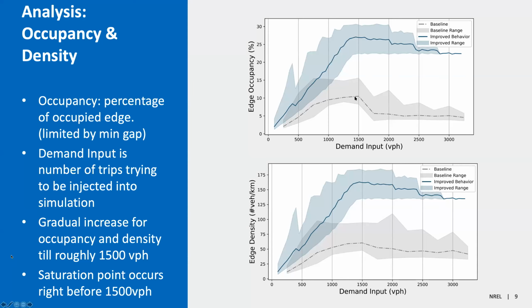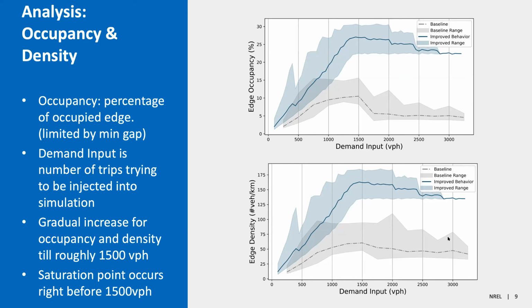Now, if we go below, when we look at the edge densities, that's the number of vehicles per kilometer, we also see the same behavior where the improved behavior goes all the way up to about 160, 170 vehicles per kilometer, compared to the default, which maxes out around, it looks like about 60, and then comes back down. We can see again that about 1,500 vehicles per hour is where it flattens out or plateaus.